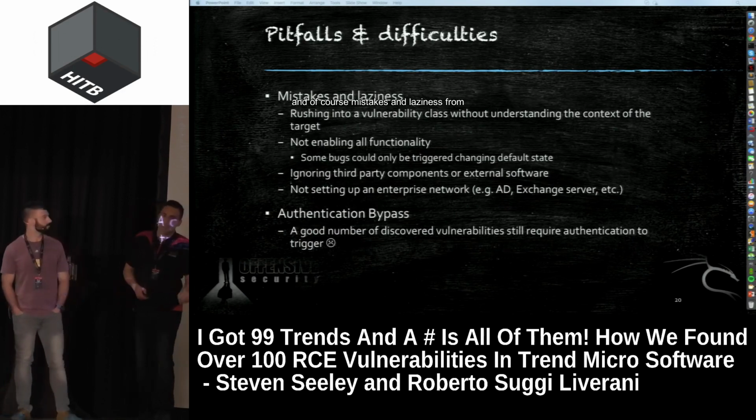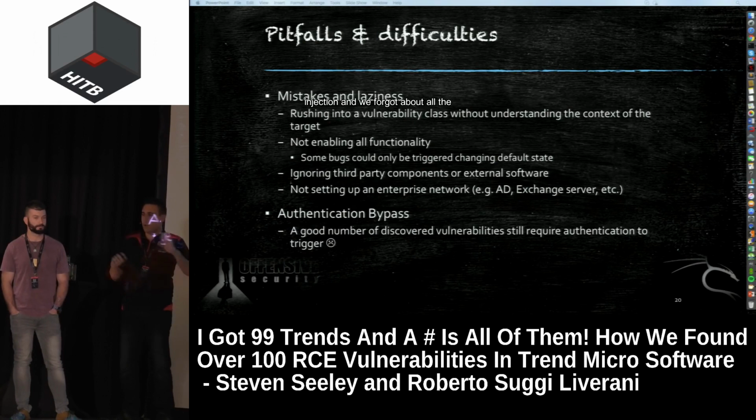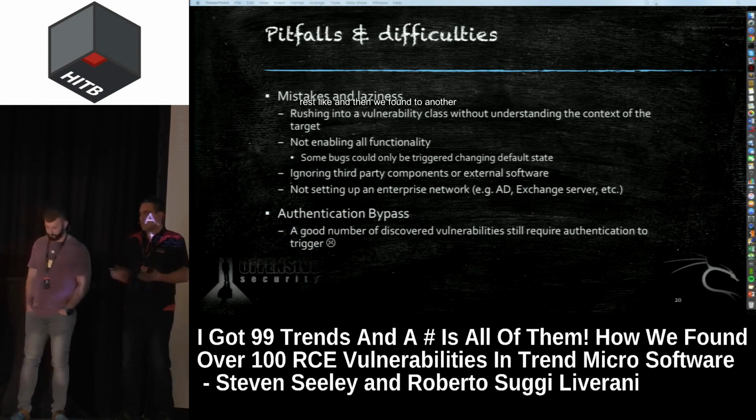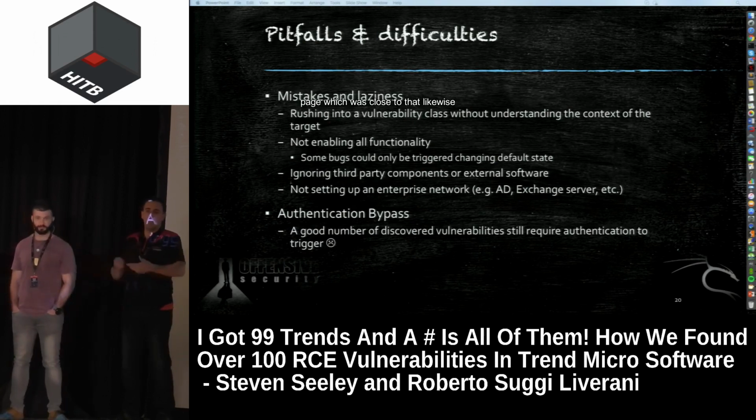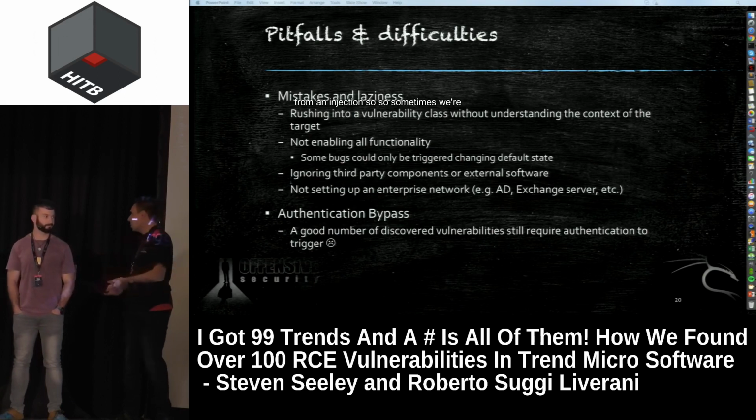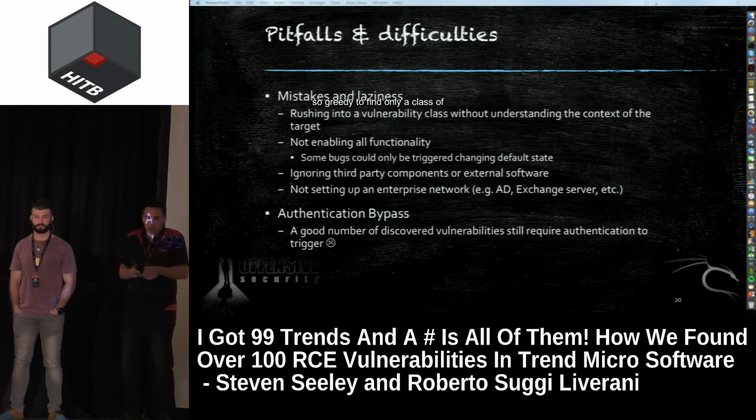And of course, mistakes and laziness from our side. One of the mistakes was that once we found SQL injection, we just jumped on the SQL injection and forgot about all the rest. Then we found another page close to that, with OS command injection and so on. Sometimes we're so greedy to find only a class of vulnerability that we forget about the context of the application.